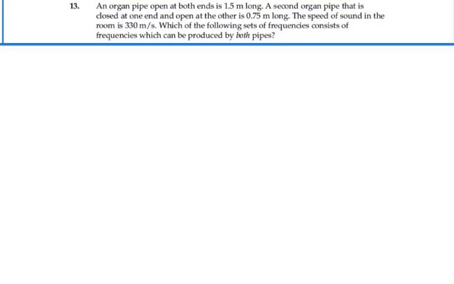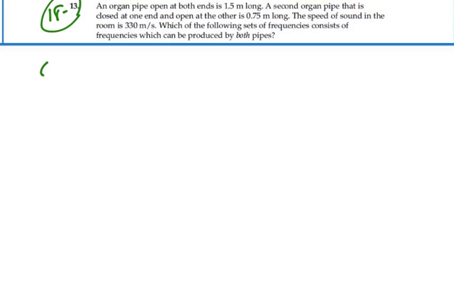Take a look at problem 1813. An organ pipe open at both ends is 1.5 meters long. A second organ pipe that is closed at one end and open at the other is 0.75 meters long. The speed of sound in the room is 330 meters per second. Which of the following sets of frequencies consists of frequencies which can be produced by both pipes?